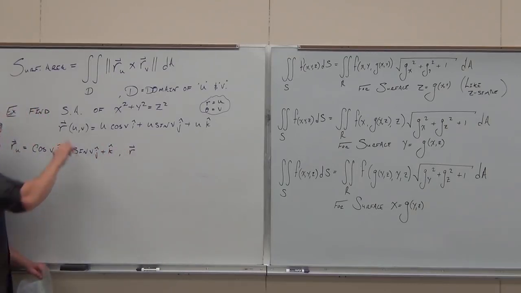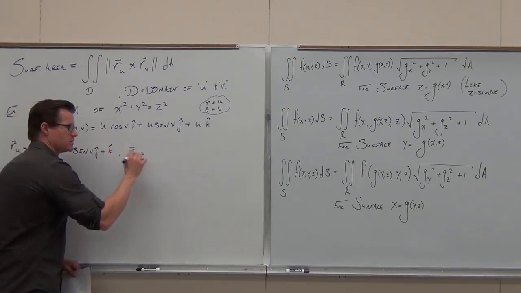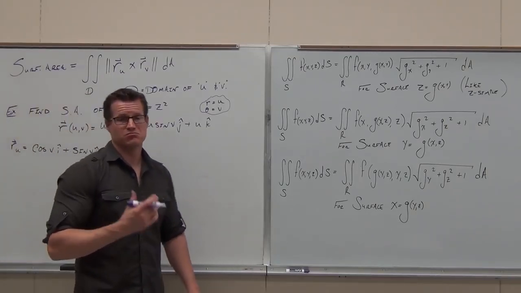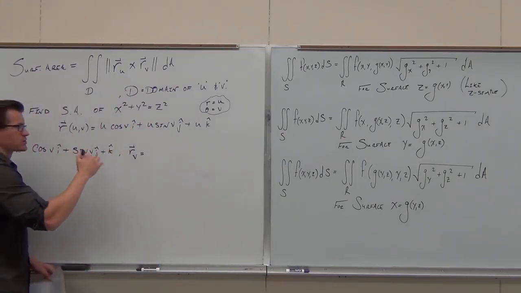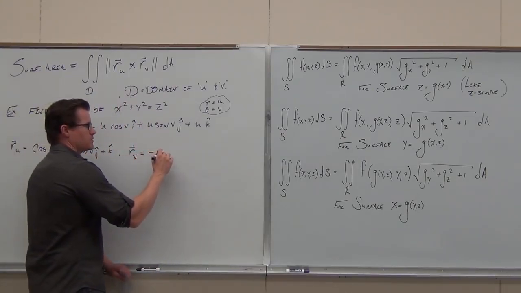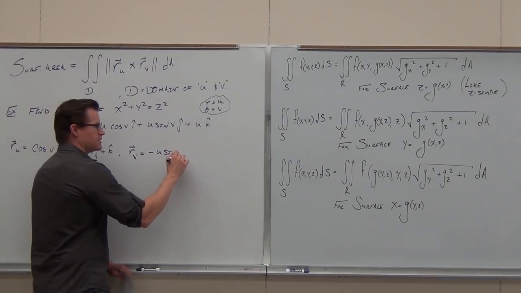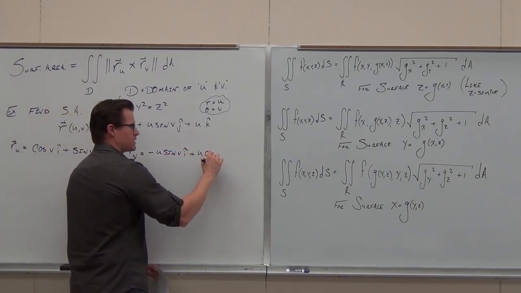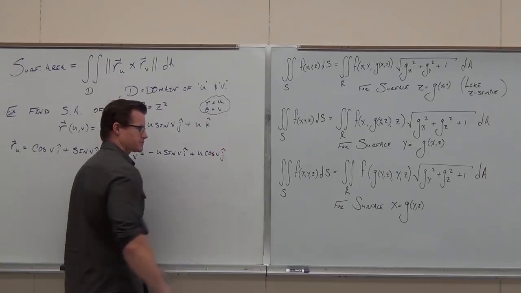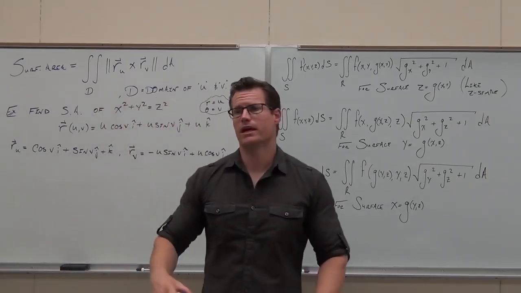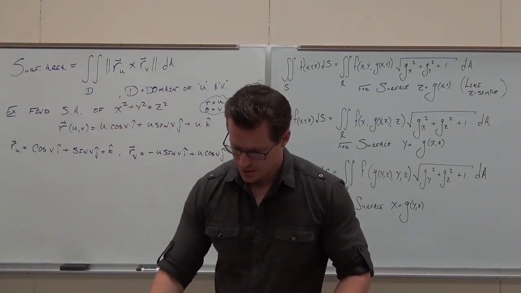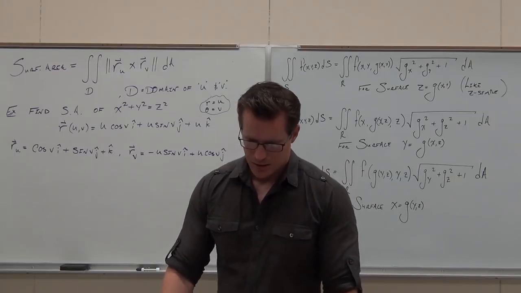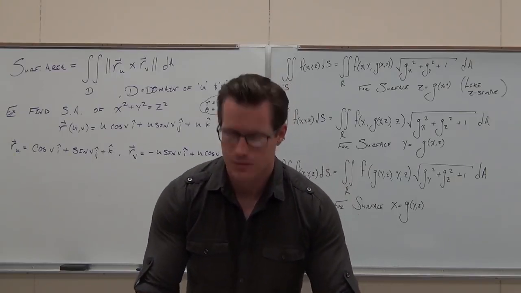Can you find the partial derivative of this with respect to v? Can you do that? A little bit more complicated because you got some trig function up there, but we should get negative u sine v i plus u cosine v j. And that's it. There should be no k because there's no v component of that. Head nod if you're right with that one.